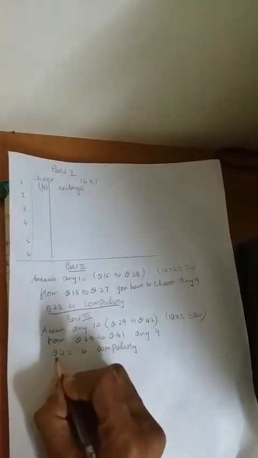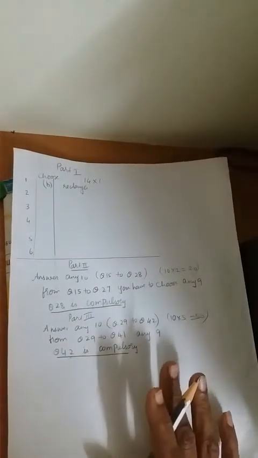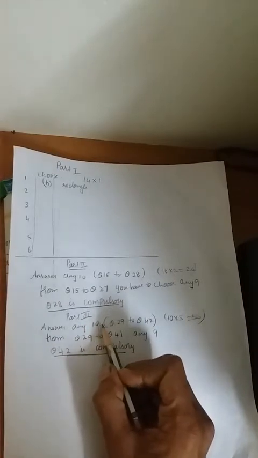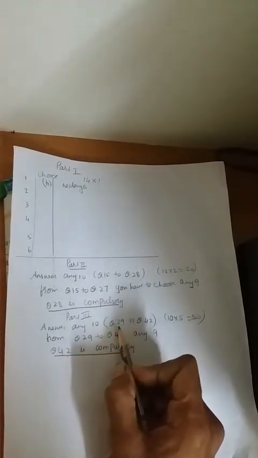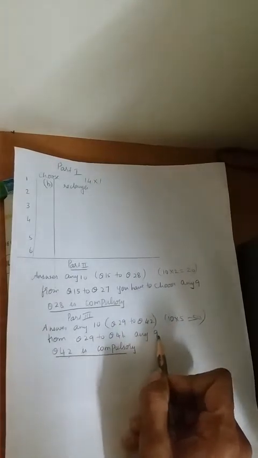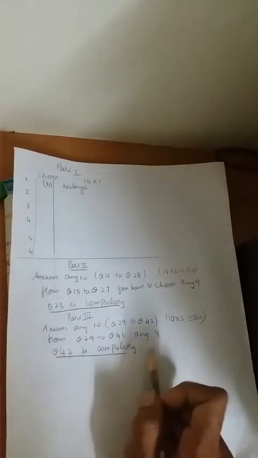Like the previous sum, question number 28 is compulsory. Here question number 42 is compulsory. If you are not attending this 42nd question, your 5 marks will be gone. Okay, so again I am telling, in part 3, you have to attend any 10. That is, question numbers will be from 29 to 42. Then from question number 29 to question number 41, you have to attend any 9. And then question number 42 is compulsory. Okay, so this is your part 3.